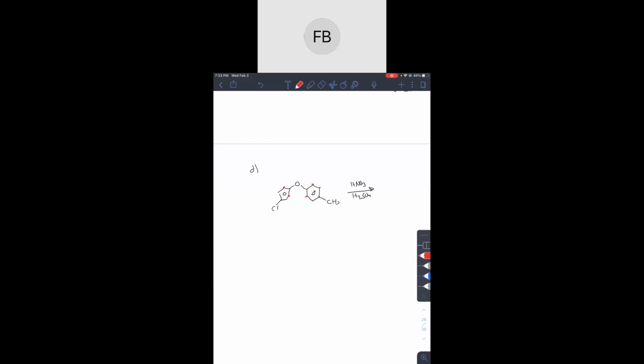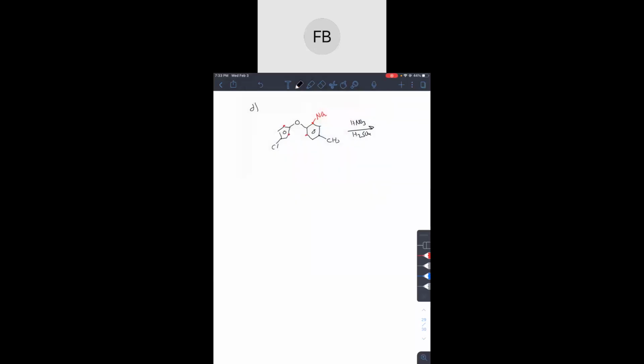But because CH3 is also activating, it prefers to go to this one, because the other side is next to the deactivating group, so it's more likely to go to the right than to the left. Even though it's in a meta position to that methyl, the methyl is still more activating than Cl. So we'll just end up drawing it somewhere like here. Okay. Next.